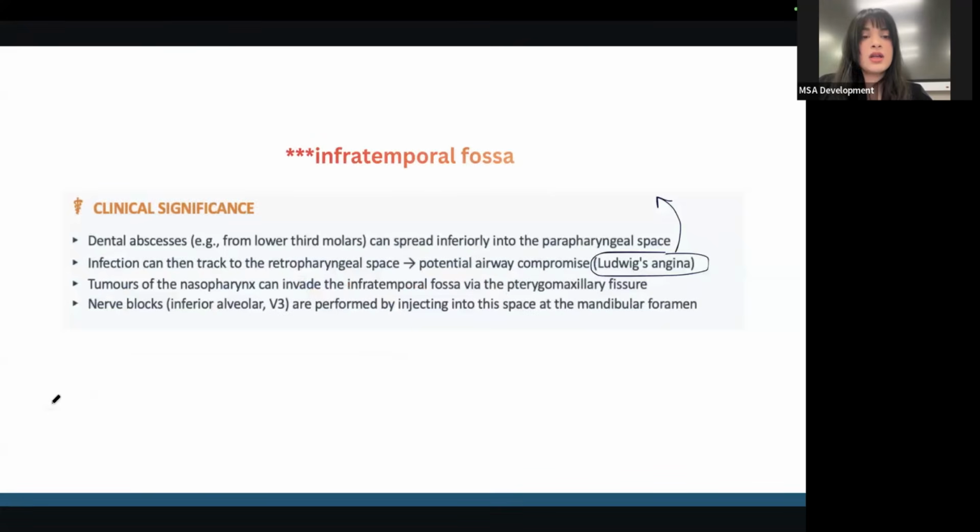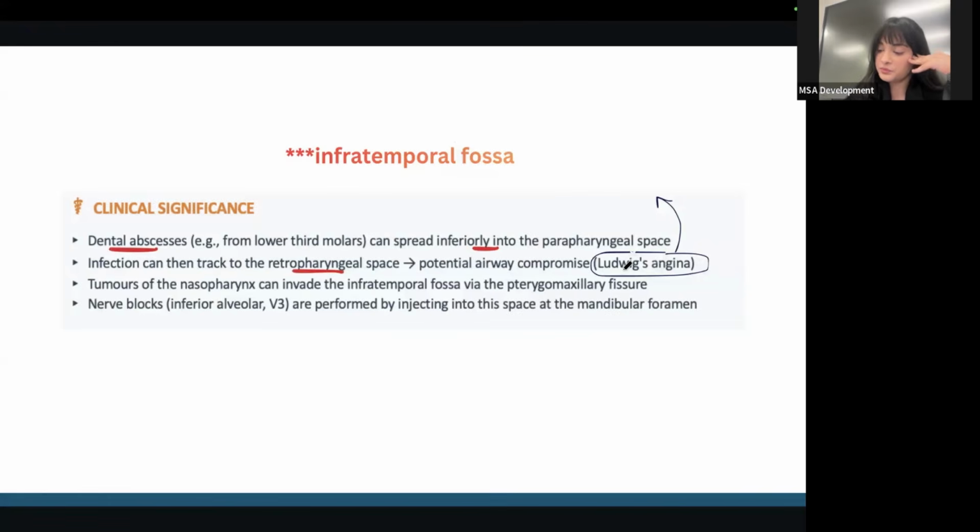Okay, moving on. What is the clinical significance of the infratemporal fossa? First of all, dental abscesses from the lower third molars can spread inferiorly into the parapharyngeal space. So, below the infratemporal fossa, it can go into the parapharyngeal space. Okay, now infection can then track to the retropharyngeal space, so it's just going through all the spaces and it's going to cause airway compromise. Now, why is that?